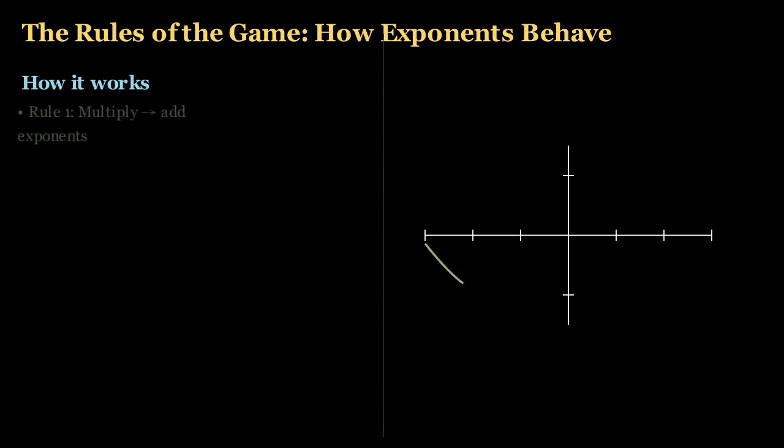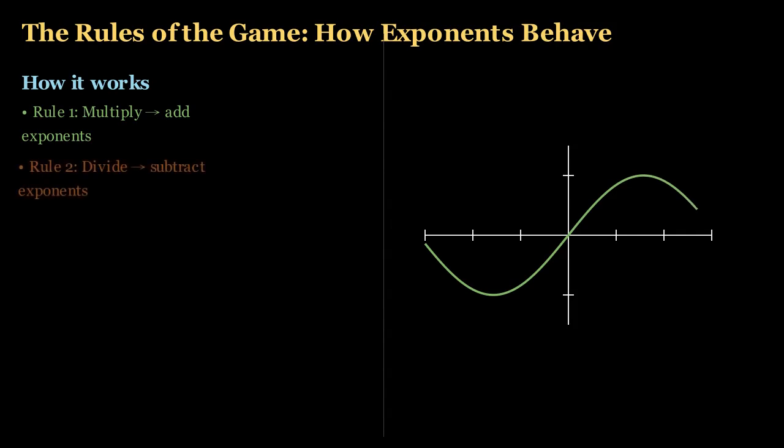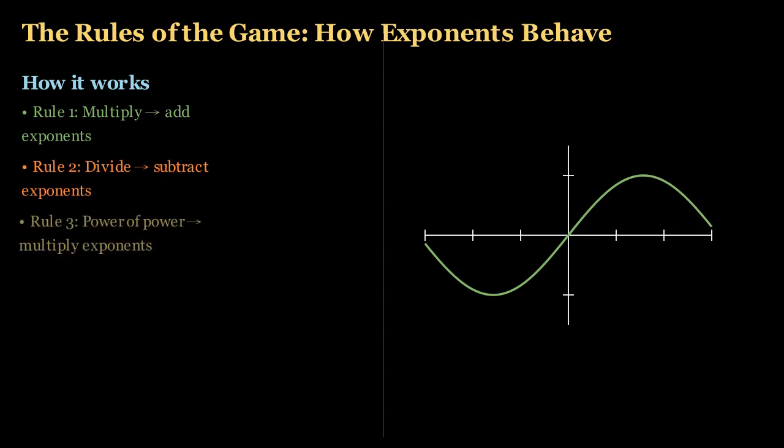The second rule is the flip side. What about 2 to the power 5 divided by 2 to the power 2? That's a fraction with 5 2's on top and 2 on the bottom. 2 of the top 2's cancel with the bottom ones, leaving 3 2's, or 2 cubed. So we subtracted the exponents, 5 minus 2 equals 3.